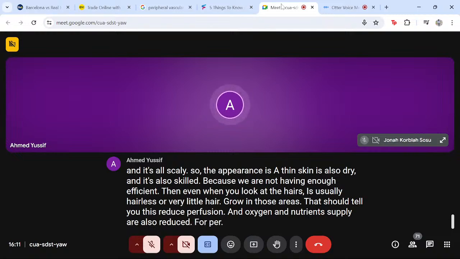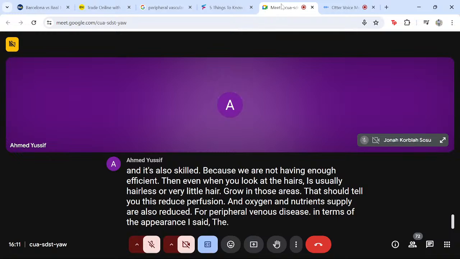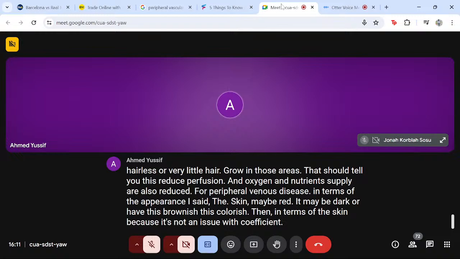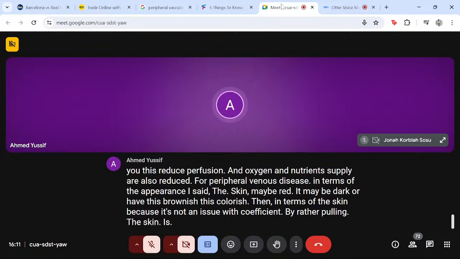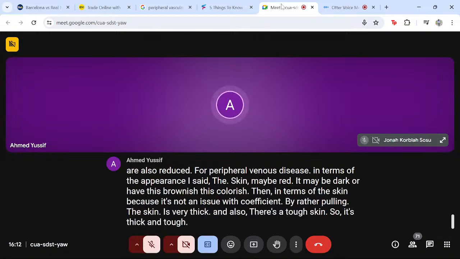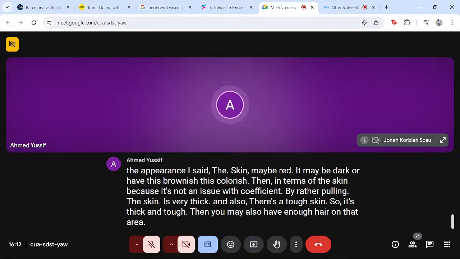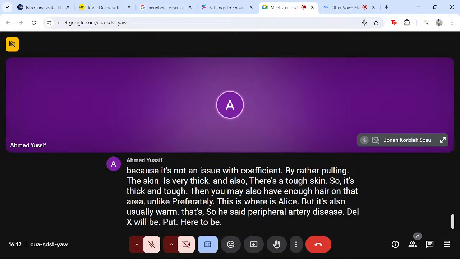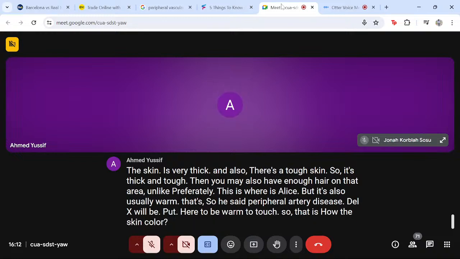For peripheral venous disease, in terms of the appearance, I said the skin may be red, it may be dark or have this brownish discoloration. Then in terms of the skin, because it's not an issue with perfusion, but rather pooling, the skin is very thick and also tough. So it's thick and tough. Then you may also have hair on that area, unlike peripheral artery disease where it's hairless. But it's also usually warm to touch. So we said for peripheral artery disease, the legs will be cold, but here it will be warm to touch. So that is how the skin color or the temperature will appear.